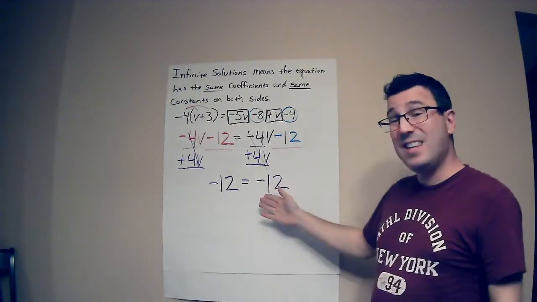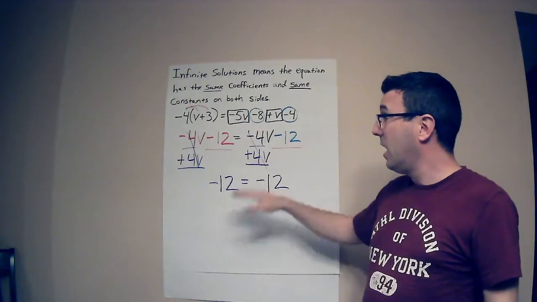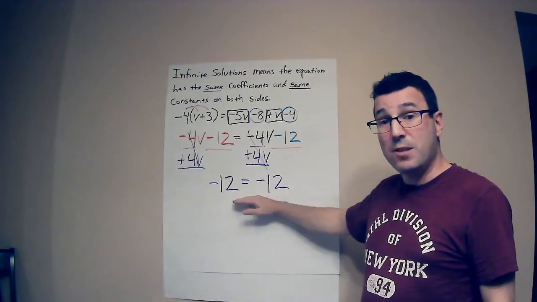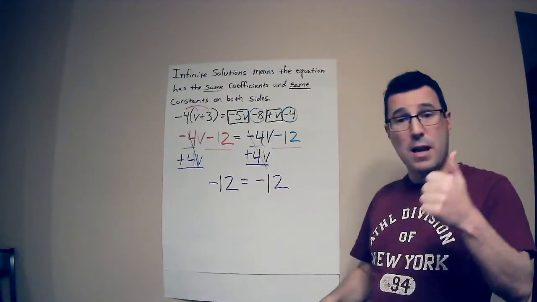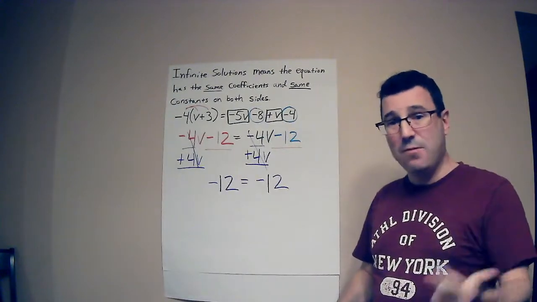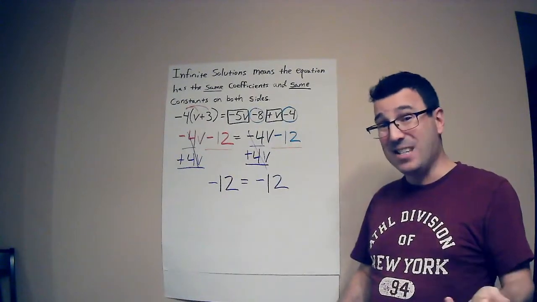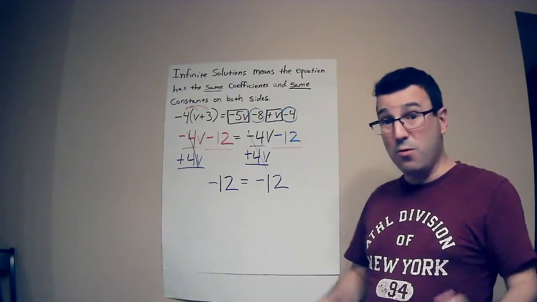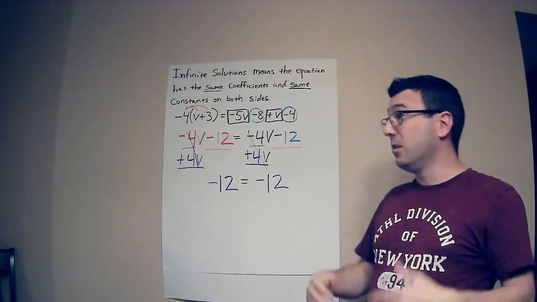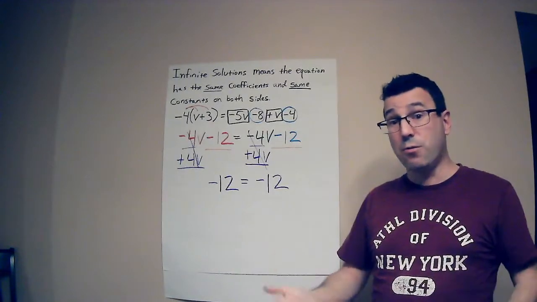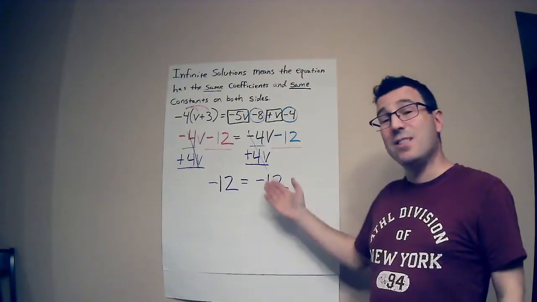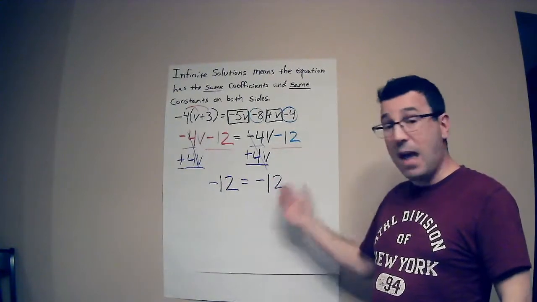So this is infinite solutions because I'm always going to have this be true, no matter what number I put in. Doesn't matter if it's a positive number, negative number, fraction, decimal, square root, cube root, any type of radical. No number is going to make this not true. So in this case, it is infinite solutions. Everything's going to work.